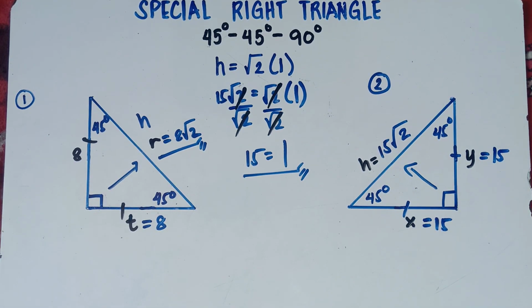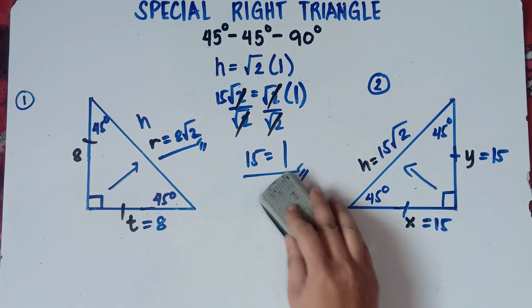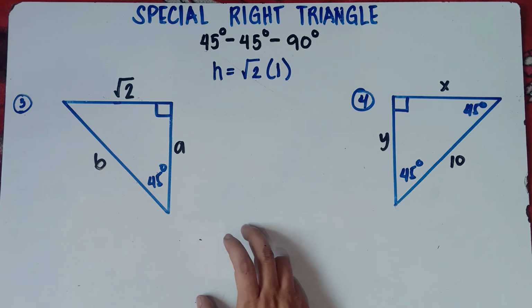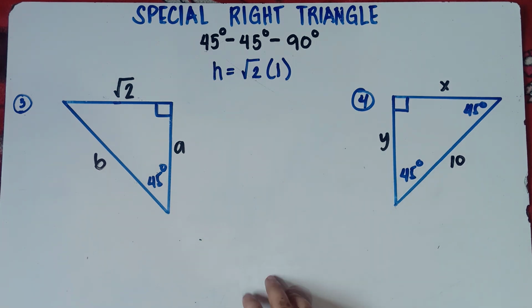That's it, class. That's the answer for numbers 1 and 2. Easy, right? So let's try another example, class. Let's have a more complicated example for numbers 3 and 4. Once again, class, for numbers 3 and 4, this will be quite complicated. But do not be worried, class, because we will be explaining this one step by step.